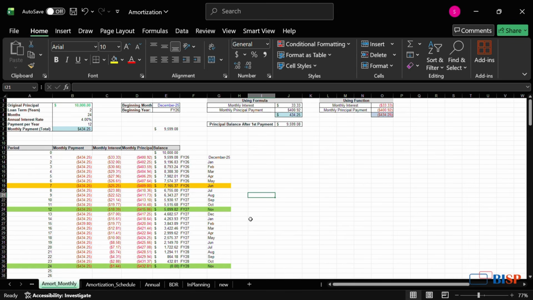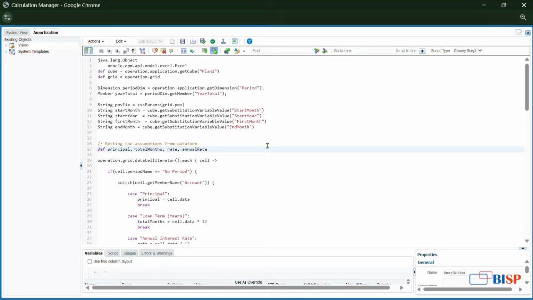Now that we have validated the complete amortization schedule in Excel using PMT, IPMT, and PPMT functions, the next step is to replicate the same business logic inside Oracle Planning. Instead of relying on Excel formulas, we'll automate the entire process using a Groovy Business Rule.